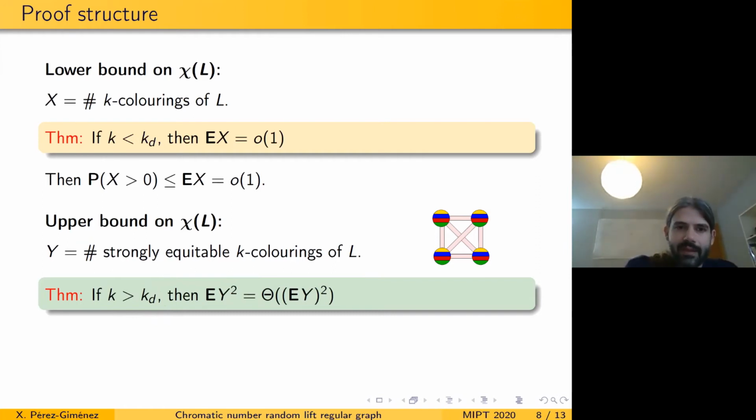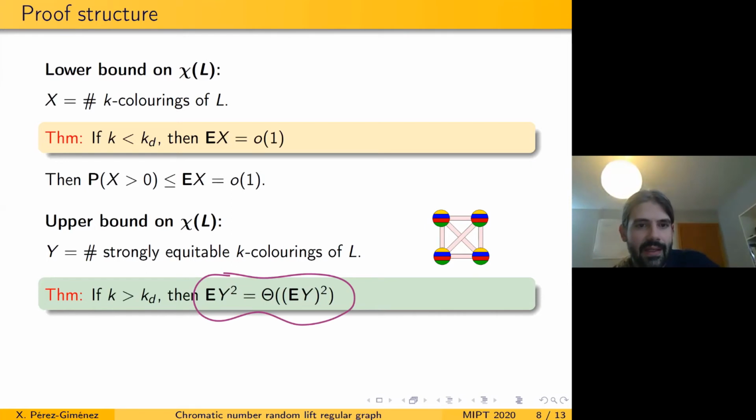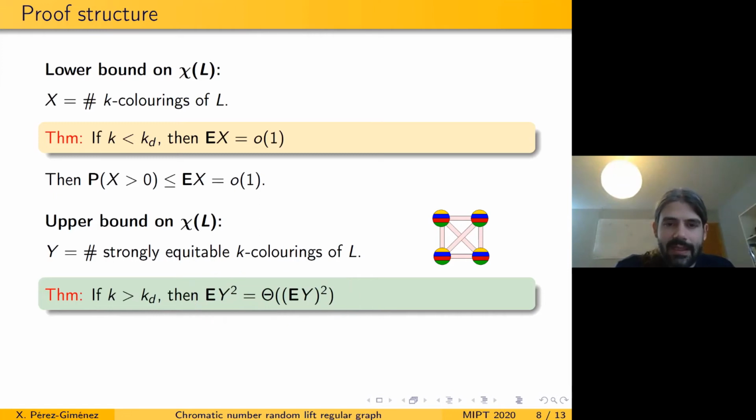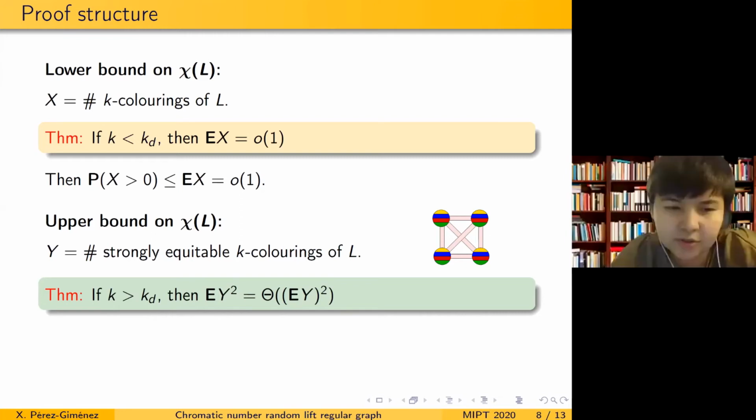So if Y counts those colorings, we compute the second moment of the number of such colorings. And if we have enough colors, we show that this second moment is of the order of the square of the first moment.